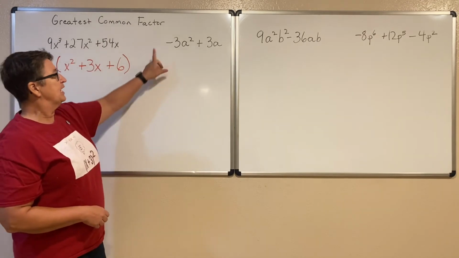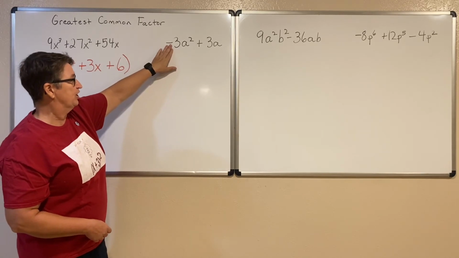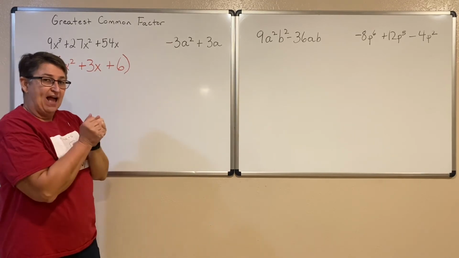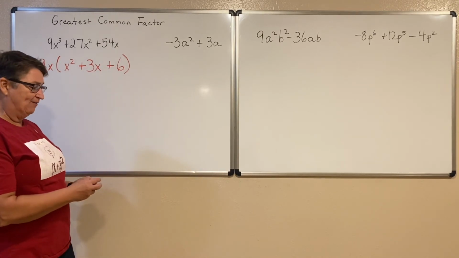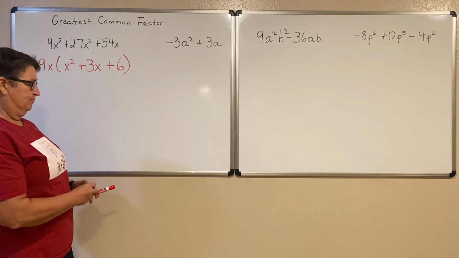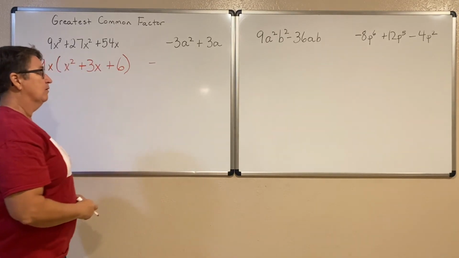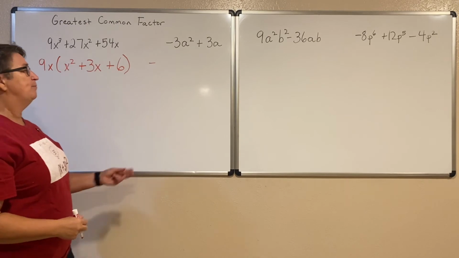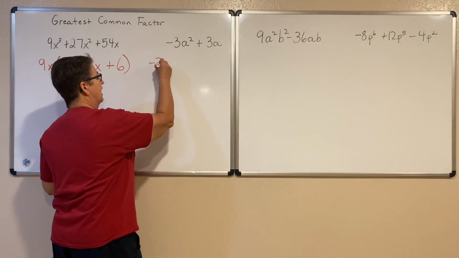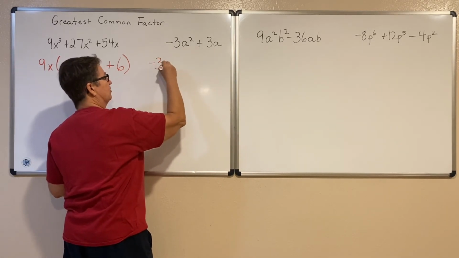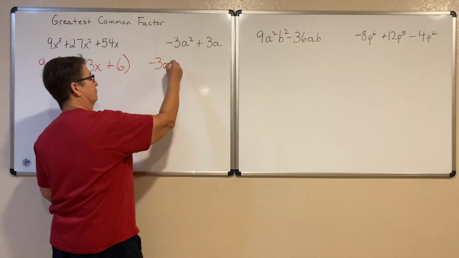New step: anytime we have a leading negative, in other words, our first number here is negative, we're going to factor out that negative. So our greatest common factor will have a negative on it. Anytime it's a leading negative, we start by factoring out that negative. Then I look for the biggest number that goes into both of them. I notice they both have a 3, and they both have an a. So 3a looks to me to be the greatest common factor.